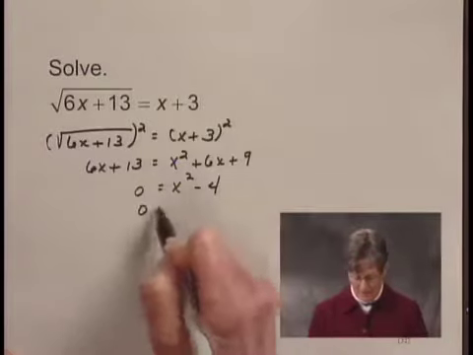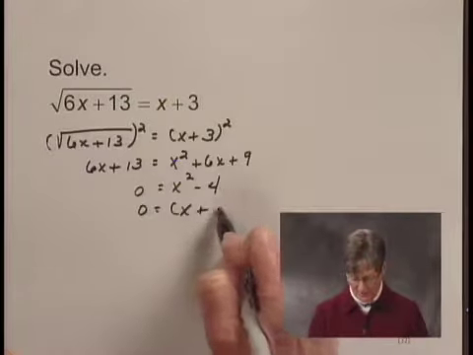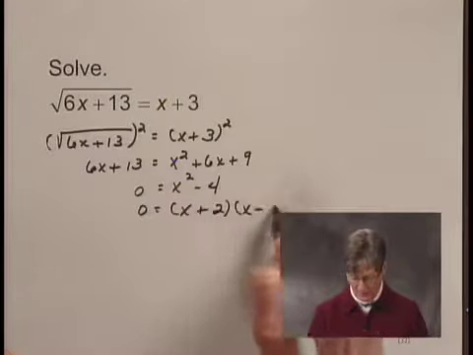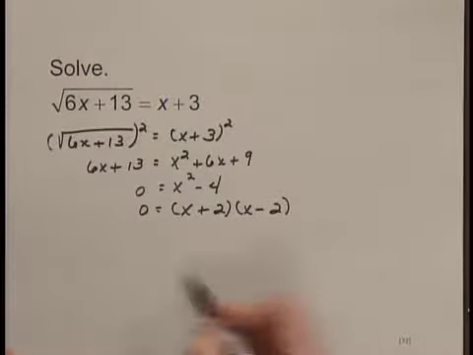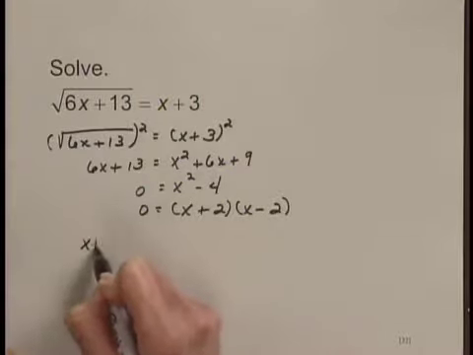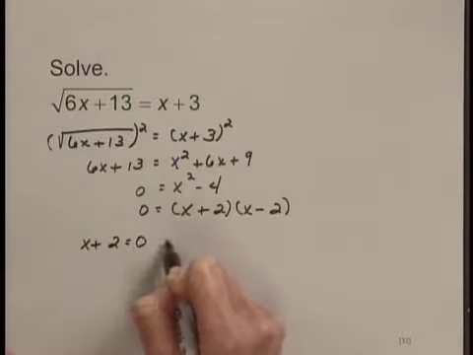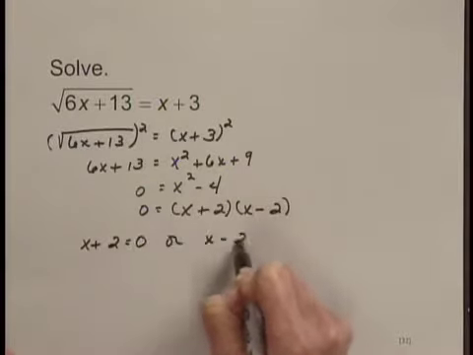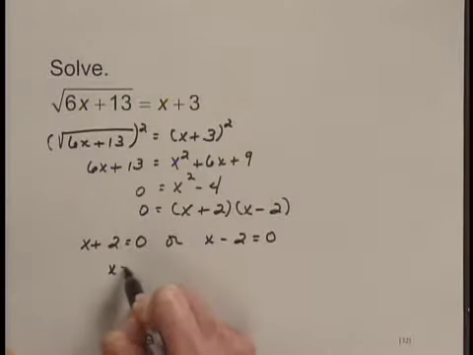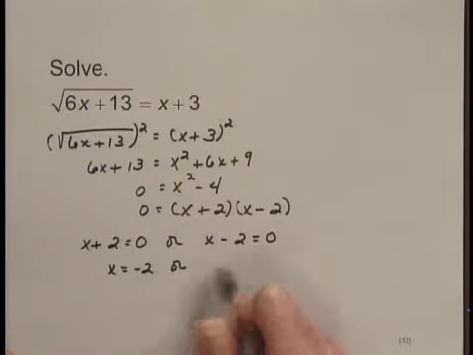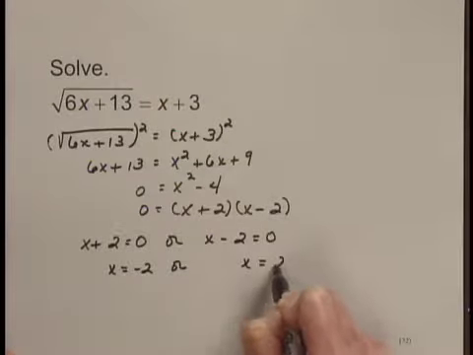Now I can factor x squared minus 4, that's x plus 2 times x minus 2. And now I can use the principle of zero products. If this product is 0, then x plus 2 equals 0, or x minus 2 is equal to 0. Solving this equation, I get x equals negative 2, and this gives me x equals 2.